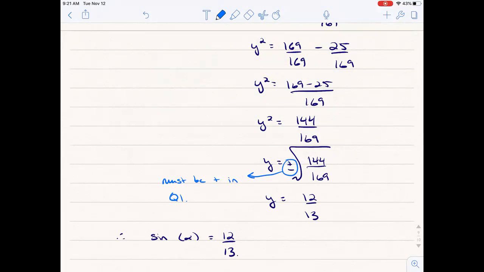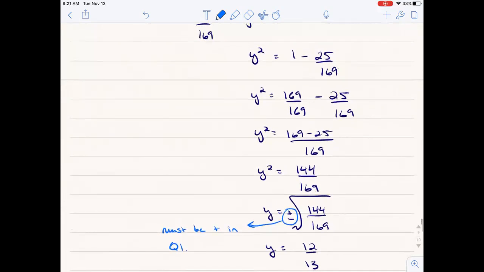Any questions about that one? Why is it 169 over 169? Oh, because I'm just getting a common denominator. It was actually 1 minus 25/169, but I have to do that switcheroo.